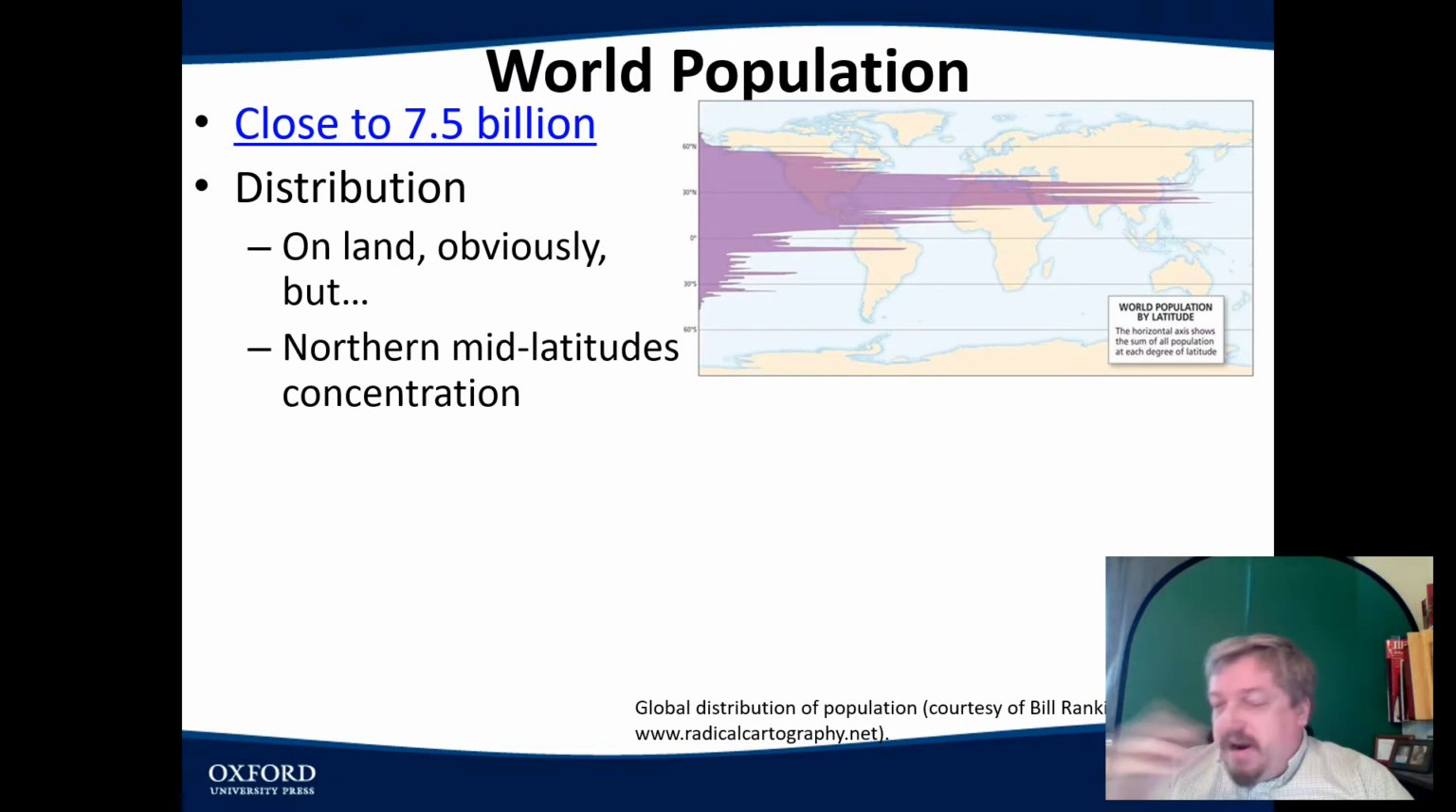Now, there are people who are on boats, but they don't live there permanently. So we see this right here. This map shows the population by latitude, distance north and south. The more people there are at a latitude, the higher the line. The most are roughly between, let's say, 40 degrees north and 30 degrees north. This is the main swath. That's all of America, lots of Europe, China and Asia.